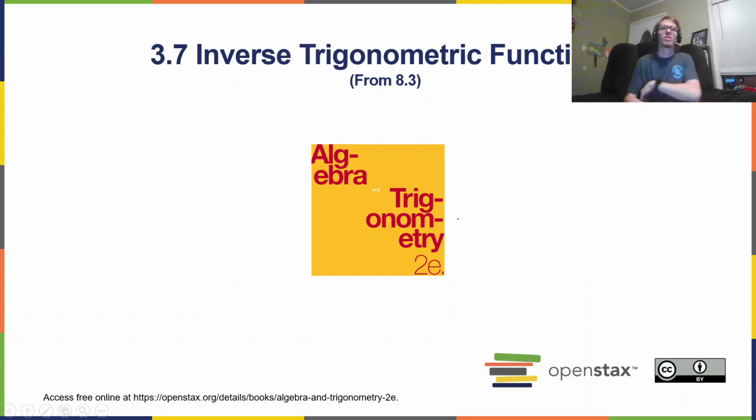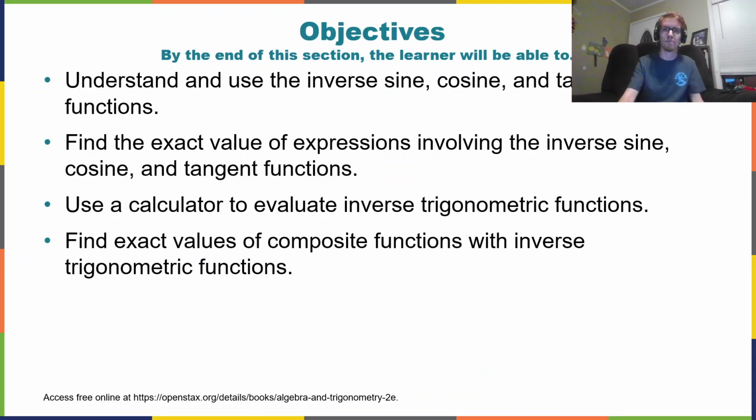For section 3.7, inverse trigonometric functions, we're going to look at this in a few pieces, a few chunks. This is from section 8.3 of the textbook Algebra and Trigonometry, second edition from OpenStax. I would encourage you to check out their textbook for lots of other resources, and many of the diagrams will be there as well.